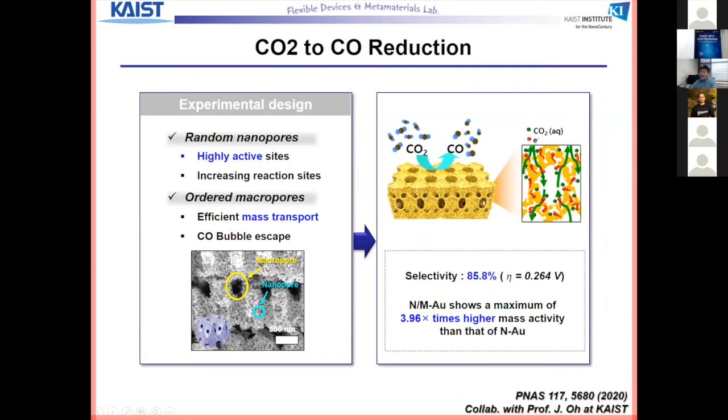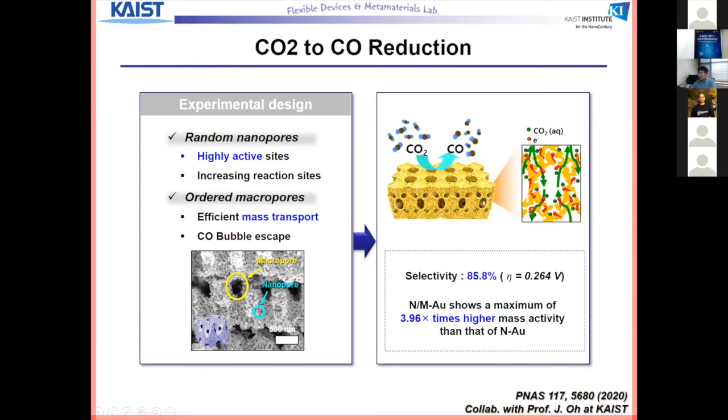So we can increase highly active sites, also reaction sites, and also because it has macropores and nanopores, the three-phase transition of CO2 to CO, which requires liquid movement and gas bubble movement, is efficient. This hierarchical structure gives very efficient mass transport. Also, the generated CO bubbles are released very easily. Because of that, we reported a very high selectivity, and also, material-wise, using the same amount of gold, we can generate almost 4 times higher CO generation.